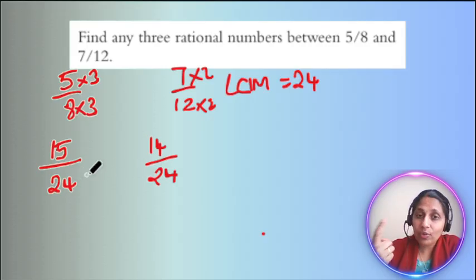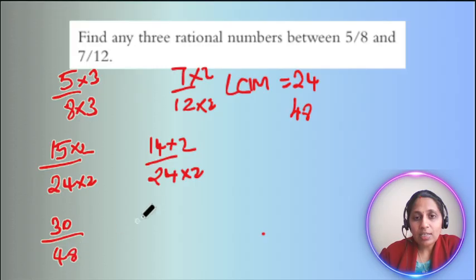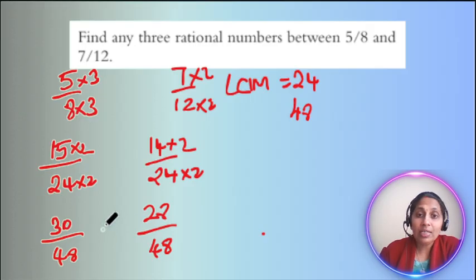So let's go for the next common multiple, which is 48. So multiply it by 2. Multiples of 24 we will be jumping now. If you do that, you get 30 by 48 and 28 by 48. Even now we are not getting three rational numbers because there is only one in between, 29 by 48.